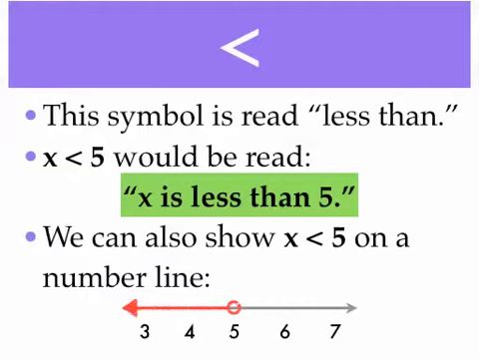So in this case, 4, if you plugged in 4 for x, it would be 4 is less than 5, and that is a true statement. 3 is less than 5, and if you think about all of the numbers that would be to the left of 5, all of those could be plugged in for x or substituted in for x, and it would make the inequality true.